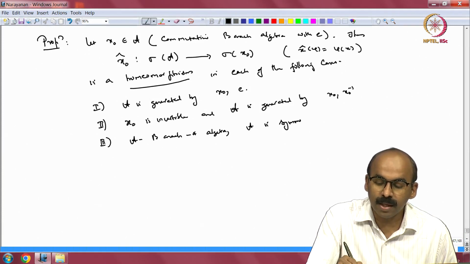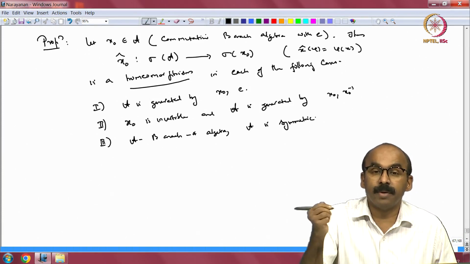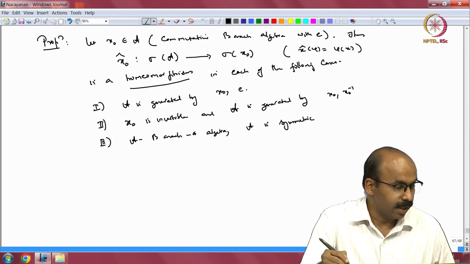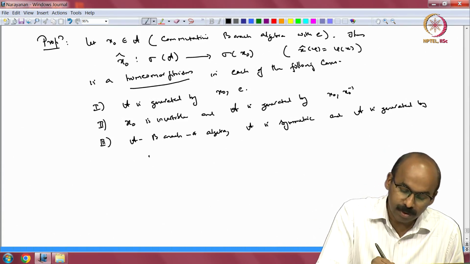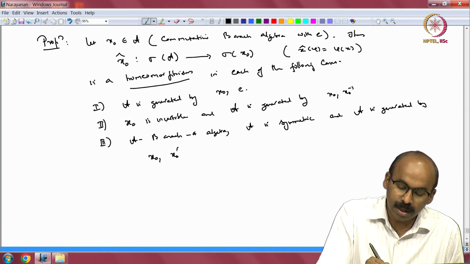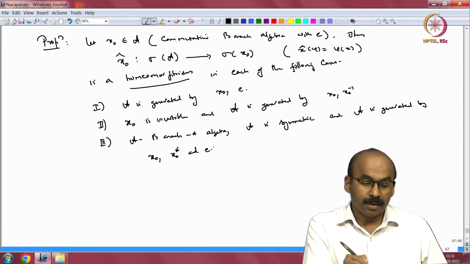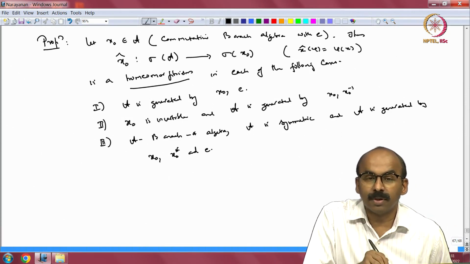So, once you have the star operation, you can define symmetricity. A is symmetric and A is generated by x naught, x naught star, and the identity, of course. So, the third case is what is actually important for us.